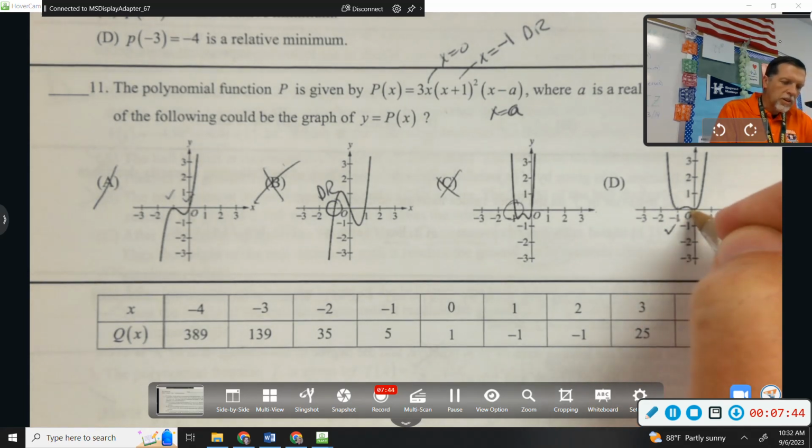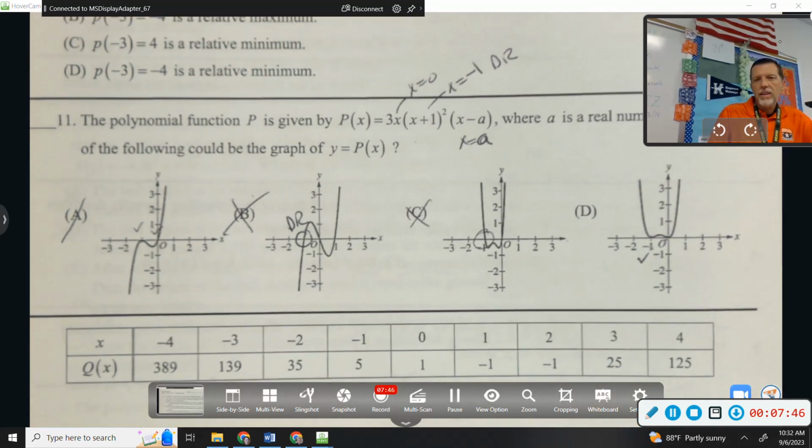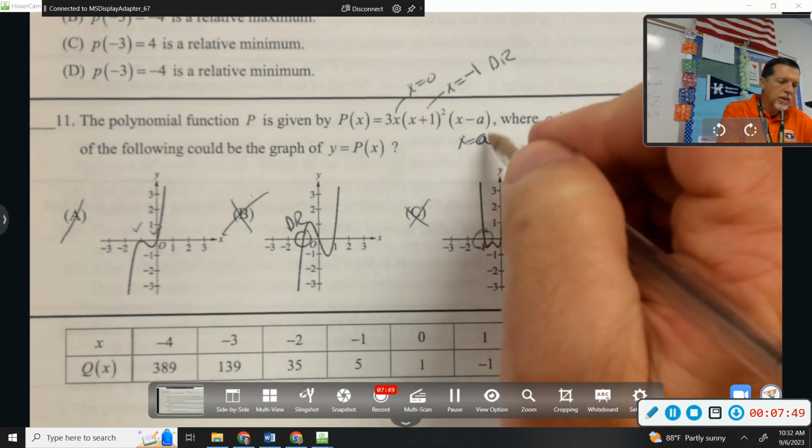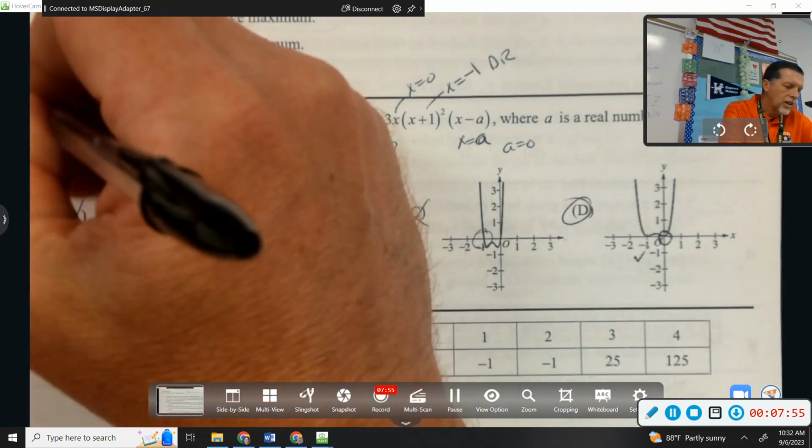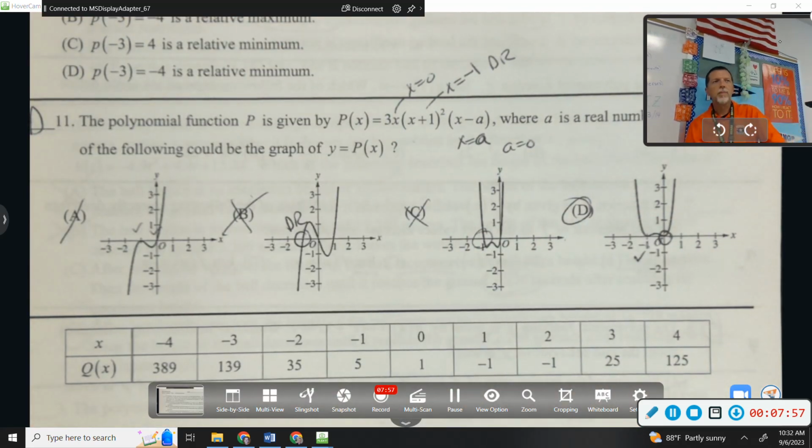It has a double root at 0. I hadn't really considered that possibility, but if A is 0, then it puts 2 roots at 0, and that's okay. So answer choice D. Christian?